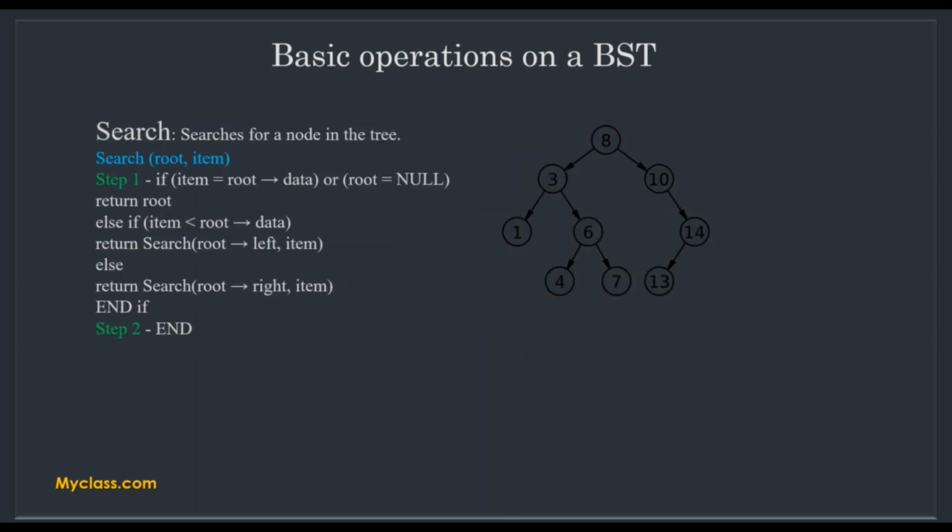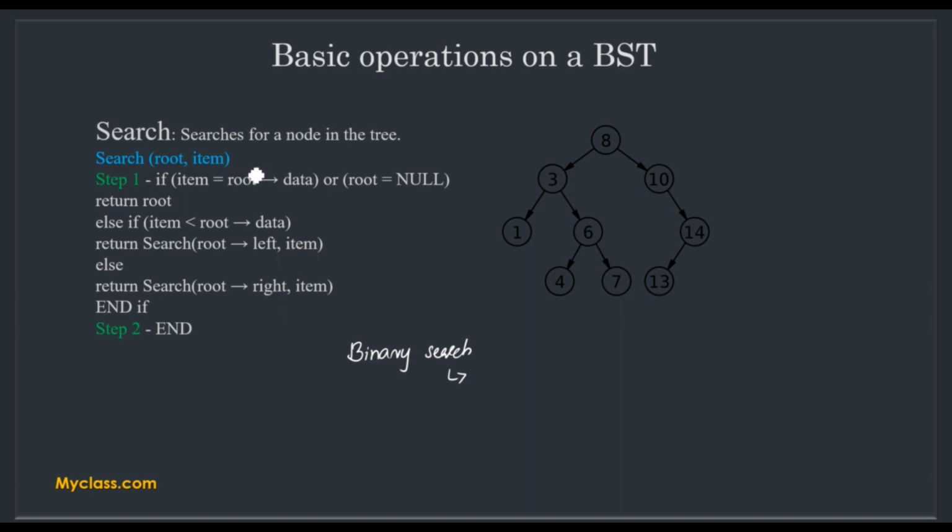Clear? Next is the search operation. Search is very easy. The search operation on a BST is like our binary search. What is binary search? Binary search is implemented only on a sorted list. We consider the mid value, and if the item is greater or smaller, we only consider one part of that list and ignore the other part. Like that, we do the search operation on a BST.